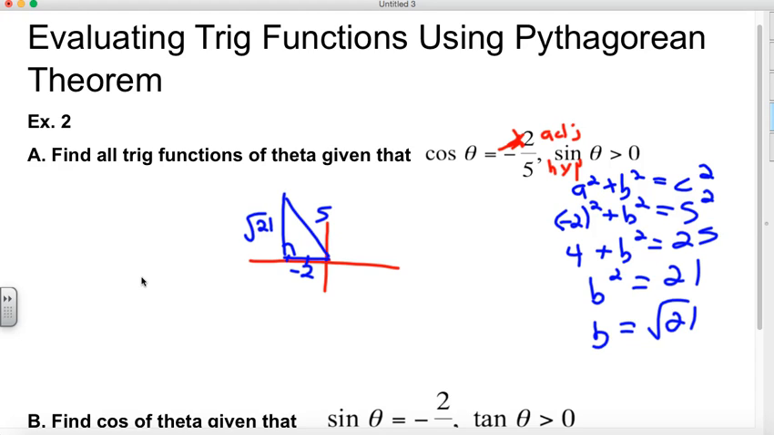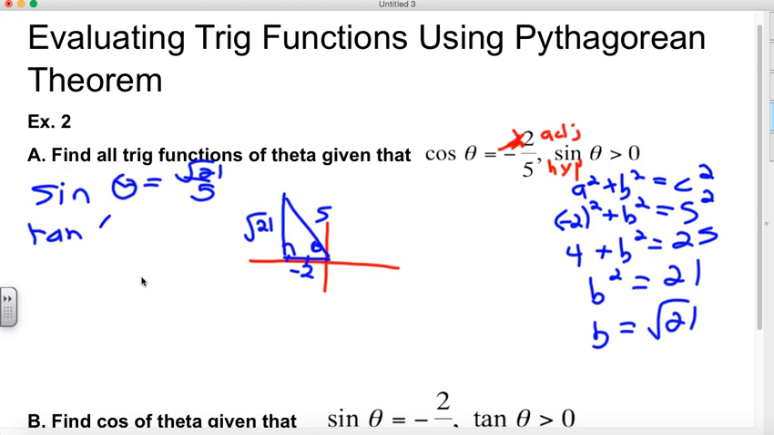So that will tell us how we can use that now to find sine, tangent, cotangent, whatever we want. Could you draw the theta? Right there would be your theta. Cosine is adjacent over hypotenuse, so there's your adjacent, there's your hypotenuse. So sine of theta is going to be opposite over hypotenuse: square root of 21 over 5.